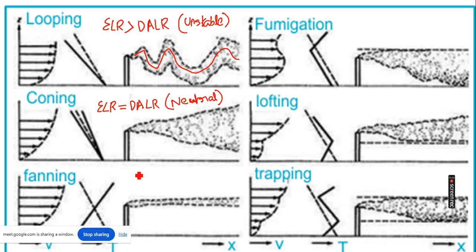Now the third condition is basically known as fanning. In this condition, your environmental lapse rate is actually having a positive value. We know that in the atmosphere, the general tendency of the temperature profile is to decrease with respect to height. In the troposphere, we have a negative lapse rate value. When we plot the temperature profile in the troposphere, if this is the surface, this is the typical profile. As we go up in the atmosphere, the temperature should decrease.